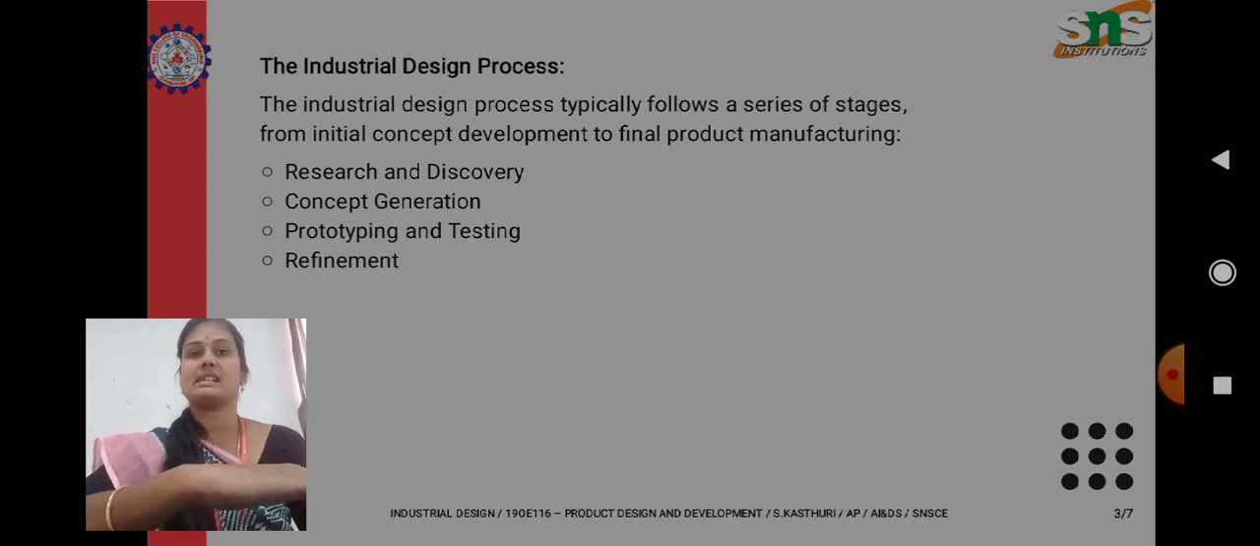Refinement. Based on testing and feedback, the design is refined. This may involve adjustments to the aesthetics, usability, ergonomics or manufacturing process to make the product better. Final design and production. The final design is developed and optimized for production. Materials are selected, manufacturing processes are determined and assembly methods are finalized. Detailed specifications are created for the production phase and a manufacturing prototype is often produced to confirm the final design works in practice.